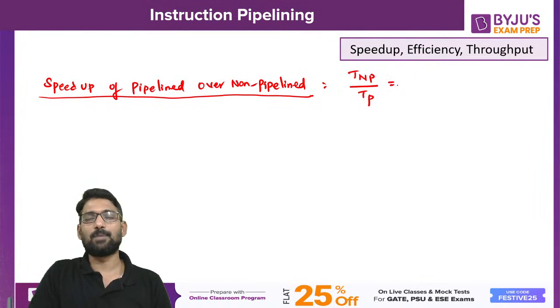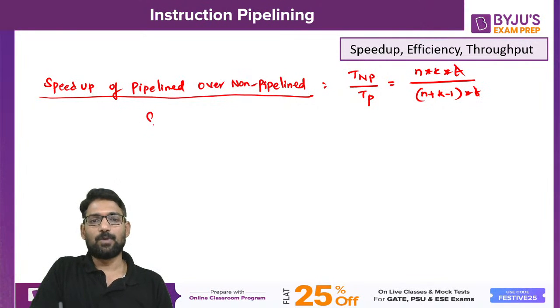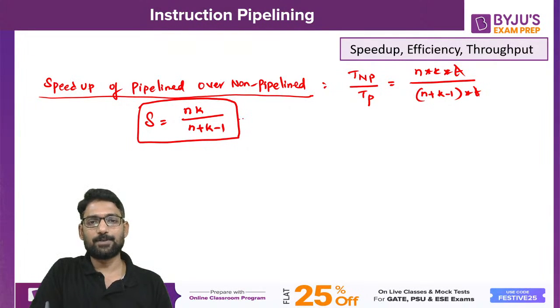So it is non-pipeline time by pipeline time, which is n into k into t divided by (n plus k minus 1) whole into t. Hence, what is the speed up? S is n into k divided by n plus k minus 1. Let us mark it as equation 3.